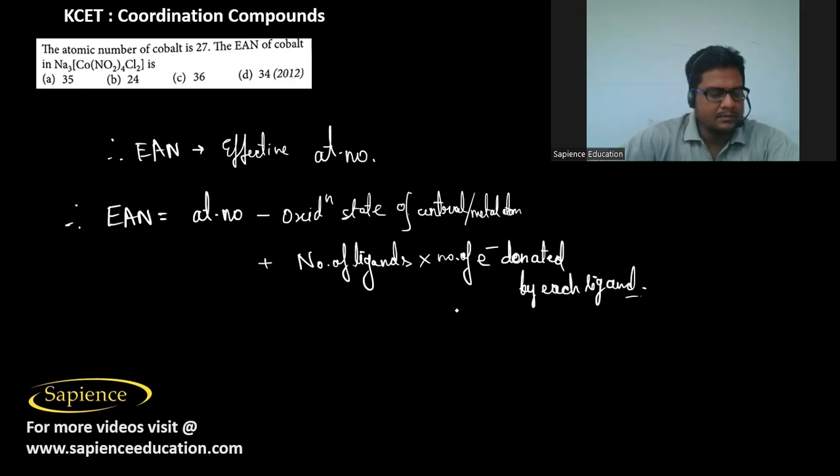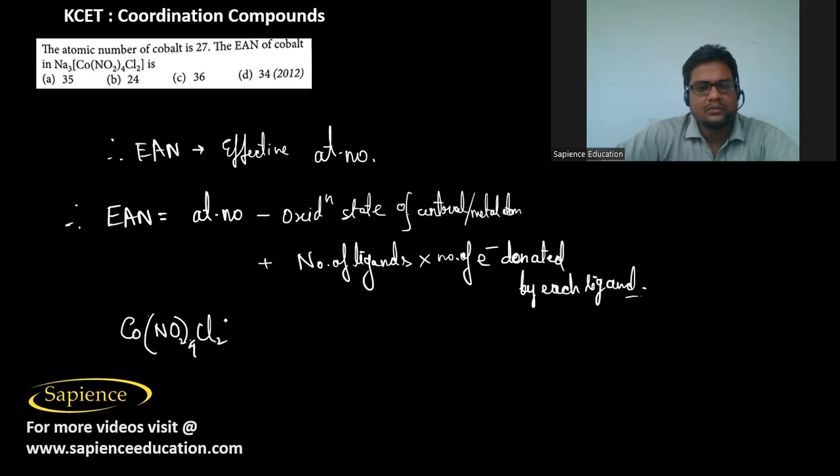Now here the ion is [Co(NO2)4Cl2]3-. Since here it is Na3, 3 Na plus ions are linked with this, so its charge is -3. As you know, NO2 has a -1 charge and Cl also has a -1 charge. So the oxidation state for cobalt is +3.